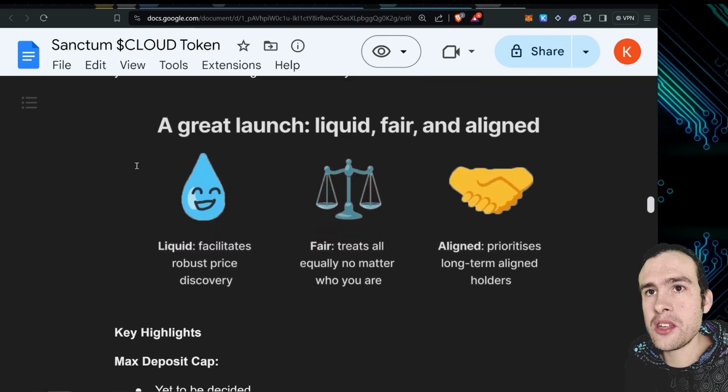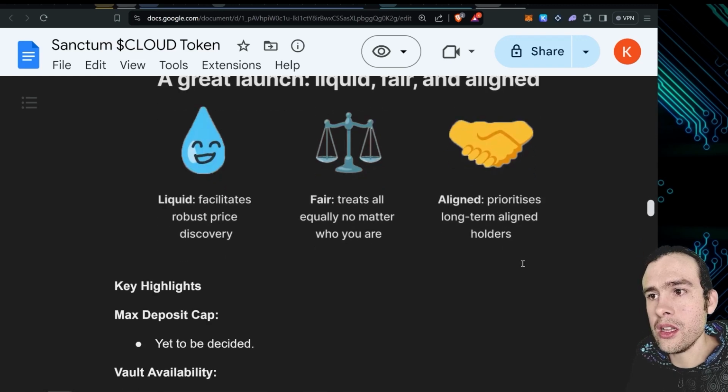So the main things they really wanted to highlight was liquid, fair, and aligned. So liquid facilitates robust price discovery. Fair treats all equally no matter who you are, so VCs don't get any special privileges. Aligned prioritizes long-term aligned holders.